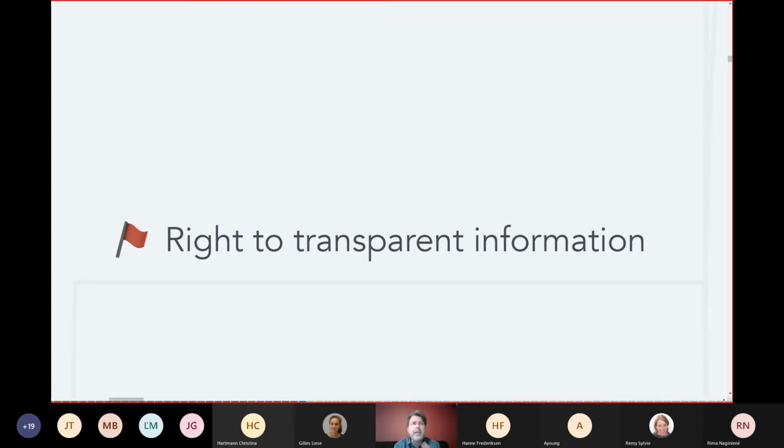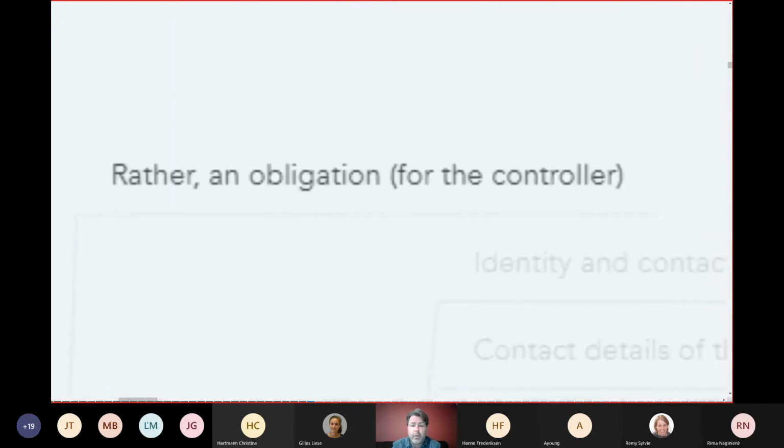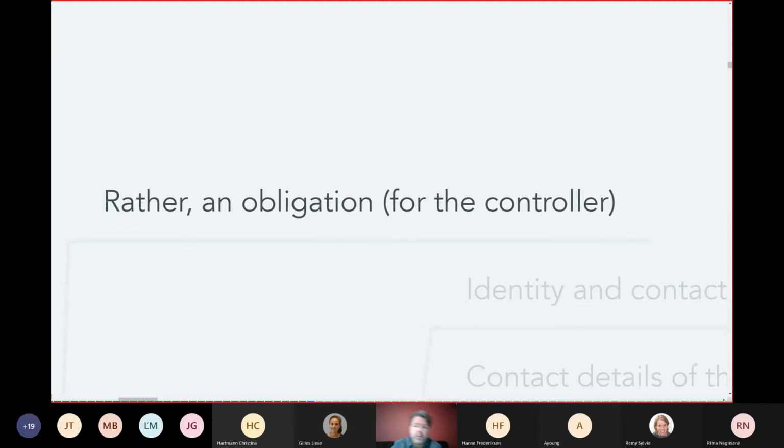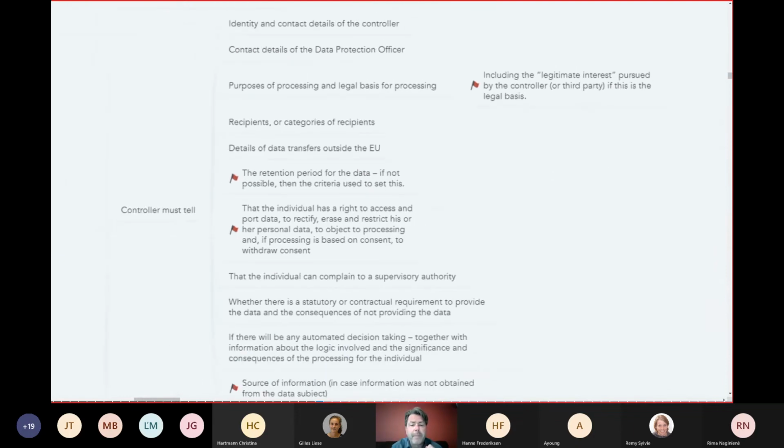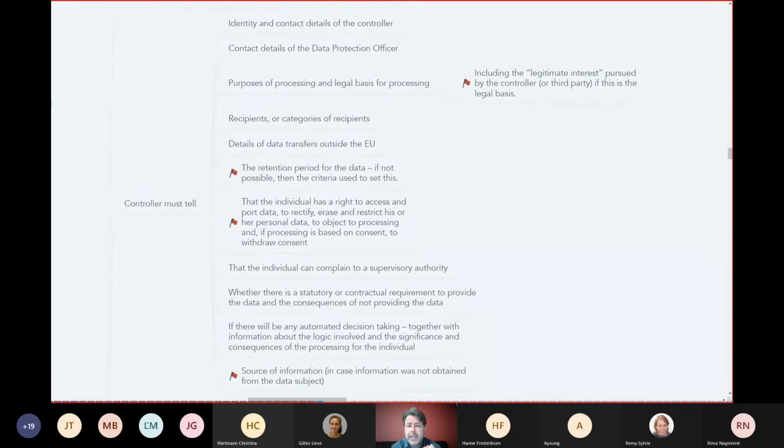So the first one is actually one that you're definitely familiar with. It's the right to transparent information, and it's something that you should be doing already for quite a while. It's called a right. Well, it's rather an obligation for the controller, and basically it means that as a data controller you need to tell quite some things to your data subjects. Most of those things are pretty straightforward. It is about what are you doing with the data, why are you doing that, who is the person to contact if somebody wants to file a complaint or if somebody wants to exercise data subject rights, and so on. Also including transfers to any third countries. So I won't go into the details here, but basically it's something that you should be doing already. So it's not anything shocking here.